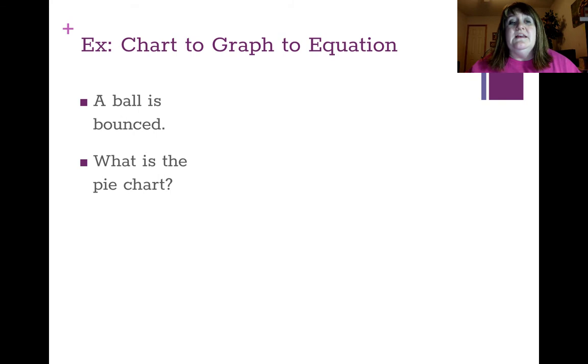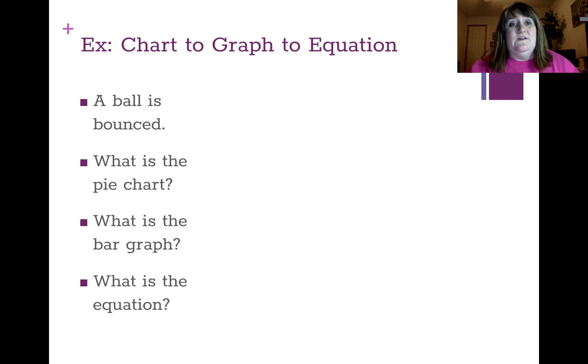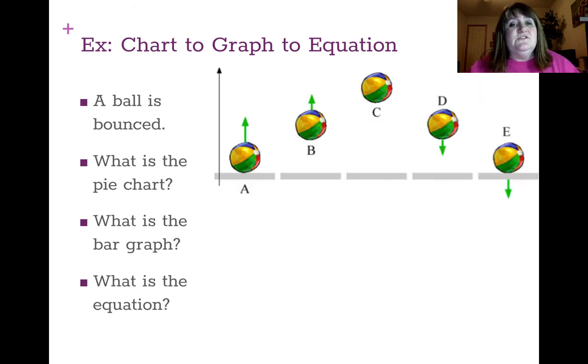So you are given an example of a ball that's bounced. You're going to have to do the pie chart, the bar graph, and write the equation. So here's your example. At A, the ball has just bounced off the ground. Okay, and the green arrow means that it's moving really fast. At B, it's halfway to the top of its path, and it's going half the speed. At C, it's not moving. Notice there's no arrow next to it. It's at the top of its path. D is halfway down, and notice the velocity arrow is going down. And E is right before it hits the ground.